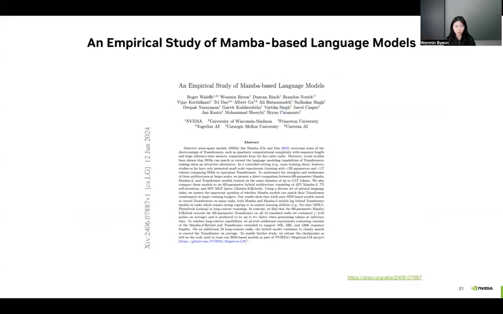So here is all the background about Mamba 2 and the transformers. And now it comes to our paper, an empirical study of Mamba-based language models. Basically, this paper is about the study among these three models, and we want to know whether these Mamba-based models can do well compared to transformers under exactly the same setup.